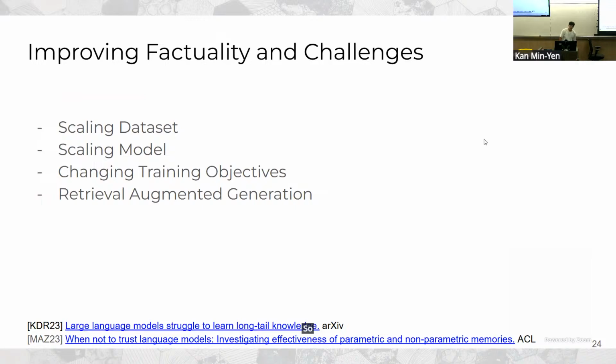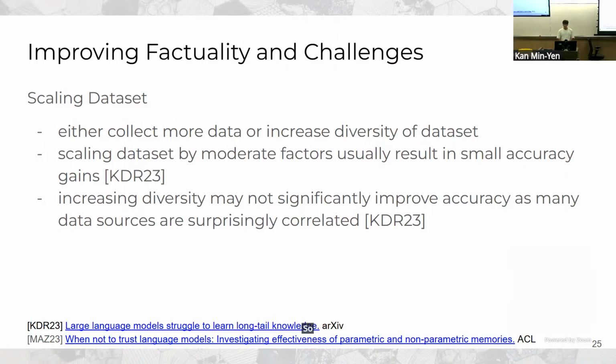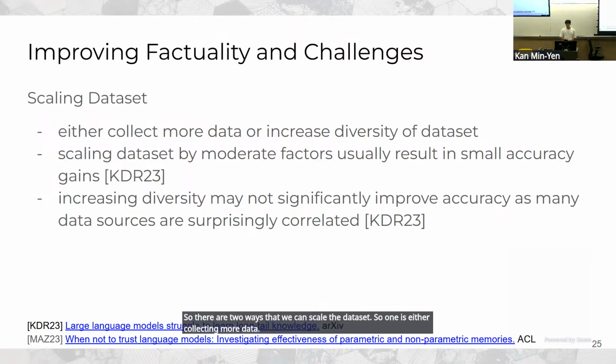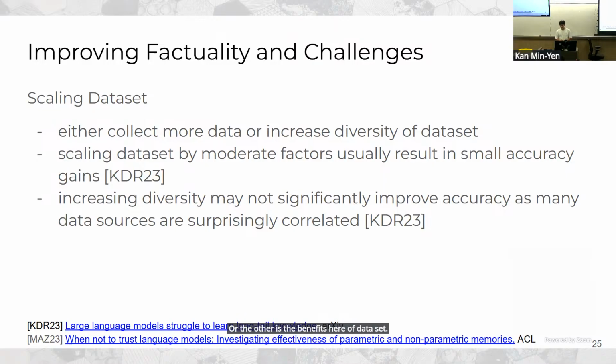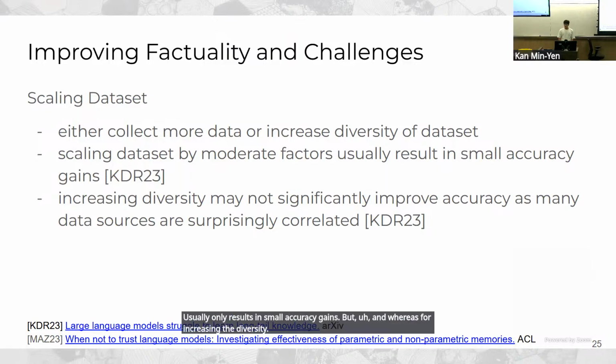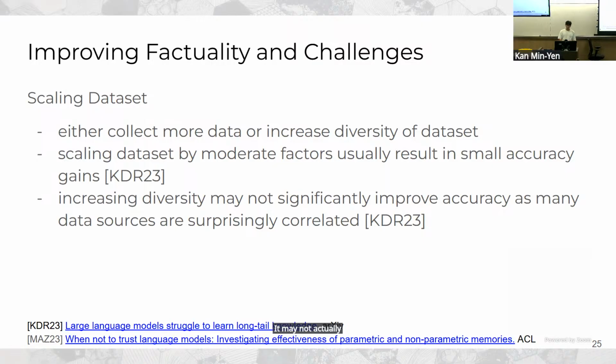So how can we improve factuality and what are the challenges with it? There are 4 different ways that we can do so. First is scaling the data set. There are 2 ways that we can scale the data set: either collecting more data, or increasing the diversity of the data set. What they found is that scaling the data set by moderate factors, like 5 times, usually only results in small accuracy gains. And increasing the diversity may not significantly improve the accuracy, as many of these data sets are already correlated.